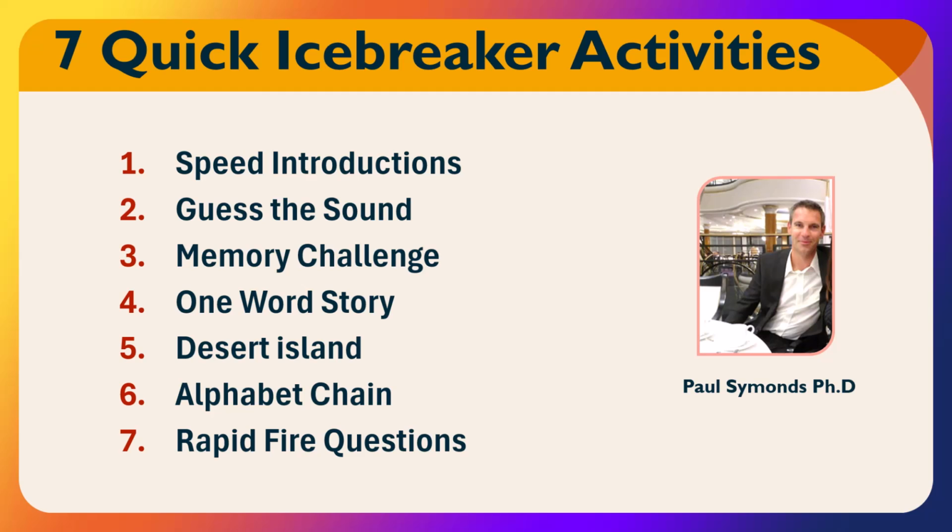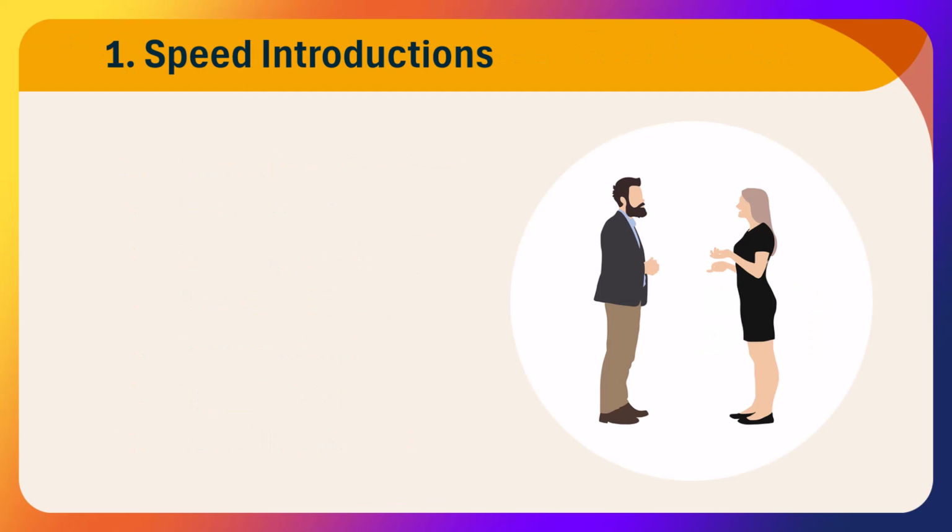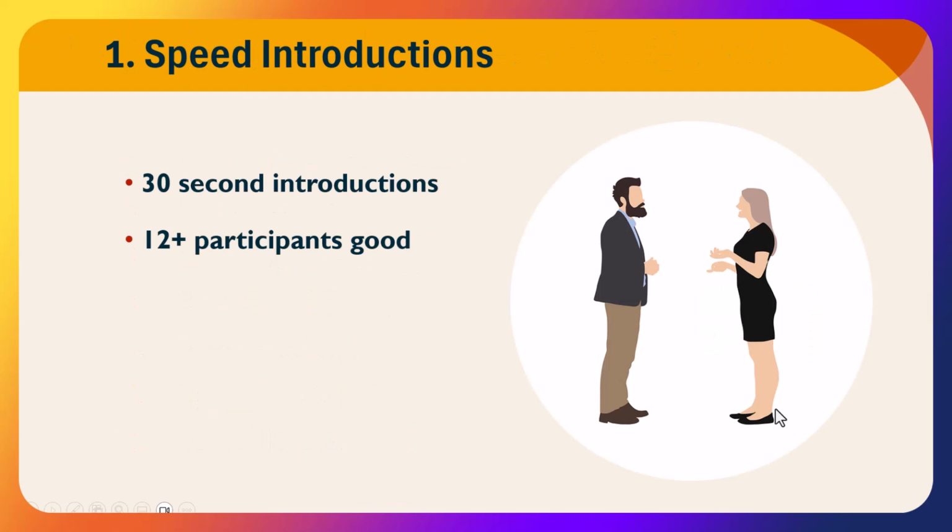Let's get straight into this. Activity number 1 is speed introductions. You're going to give the participants 30 seconds to introduce themselves to each other. It doesn't really matter how many people you have. Perhaps the larger, the better. 12, 14, 18, so this is good for large groups.